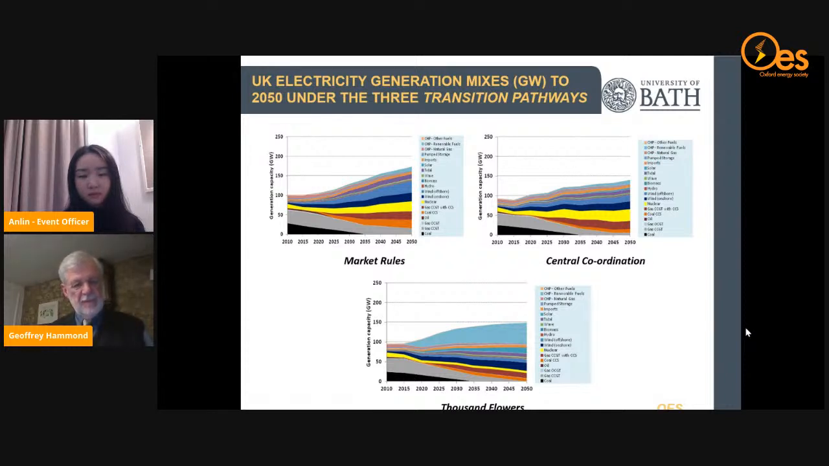So much greater emphasis on renewables technology. So just to go through it again, from market rules, that's business as usual, to central coordination, you get a slight drop in overall energy demand in terms of electricity. That's because you get greater intervention by government to encourage energy efficiency. And then if you move down to Thousand Flowers, you get roughly the same total energy demand as you get for central coordination, but much more is produced by renewables. Next slide, please.